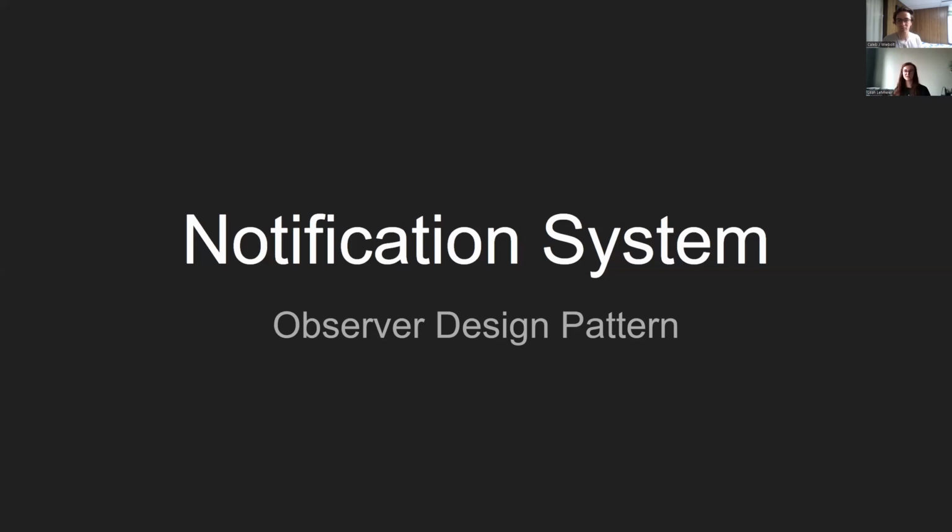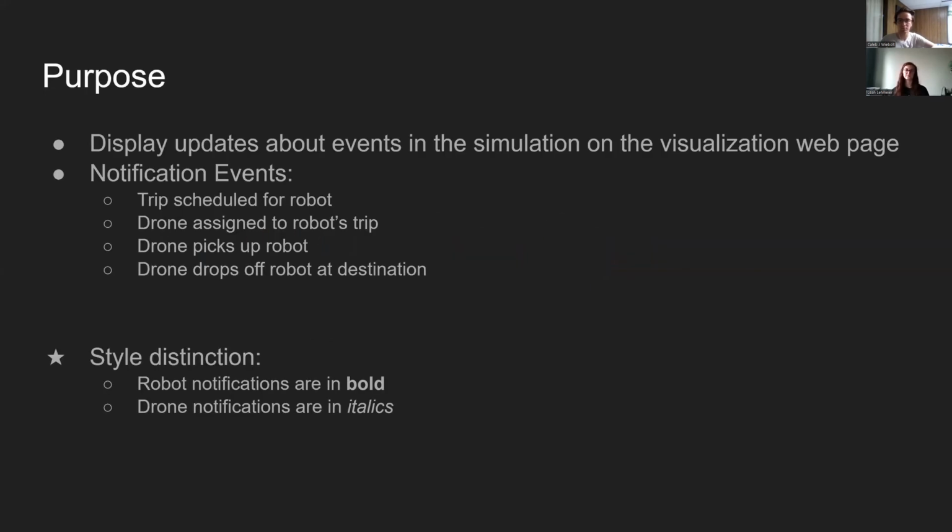For our project extension, we made a notification system using the observer design pattern. Our notification system displays messages for the user to view on the simulation visualization webpage. The notifications are sent when a trip is scheduled, when a drone is assigned to a robot's trip, when a drone picks up a robot, and when a drone drops off a robot at its final destination.